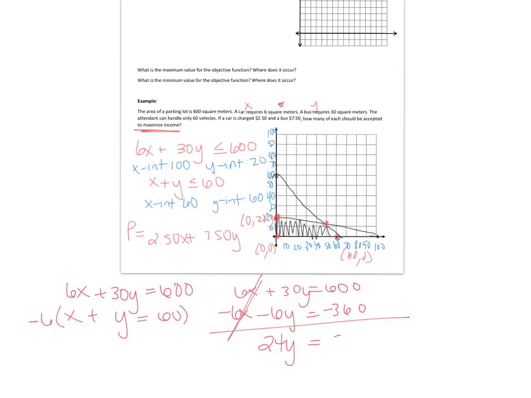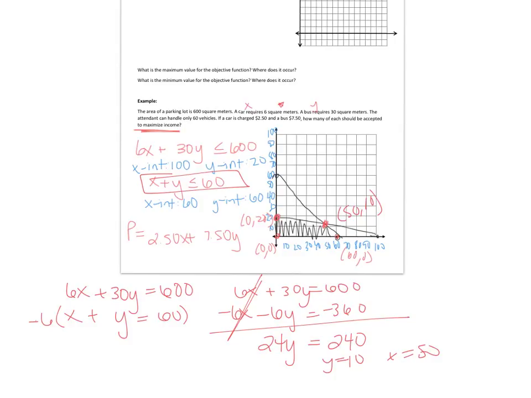24y equals 240. Divide both sides by 24, so y equals 10. Now I'm going to plug that into this equation right here because they have to equal 60 when they add up, which means that x has to equal 50. So pretty close on my graph to (50, 10), but I'm glad that I checked it just to make sure.